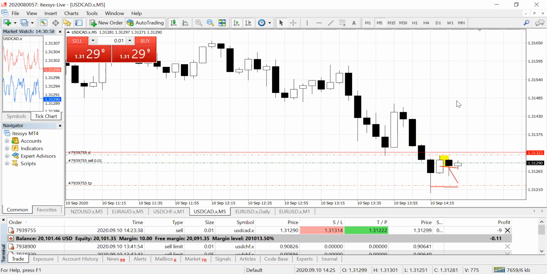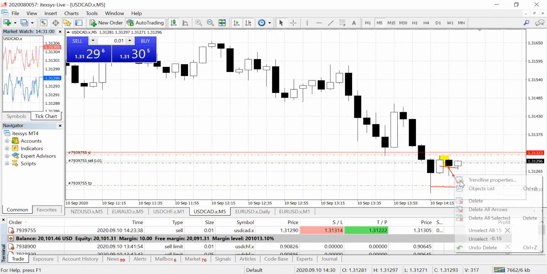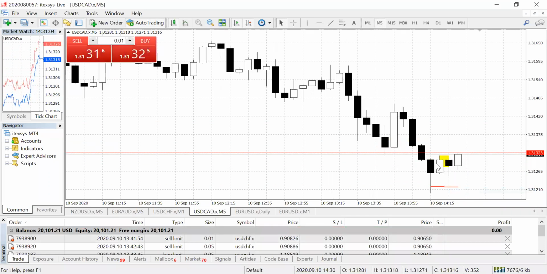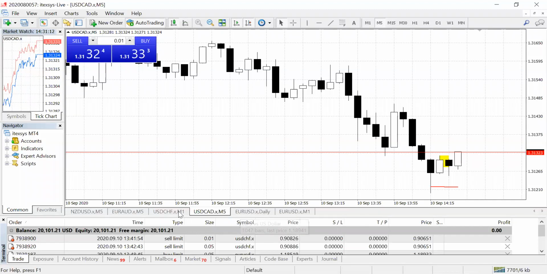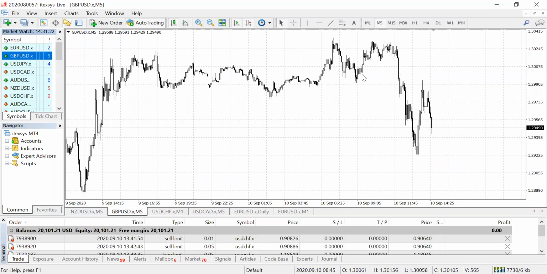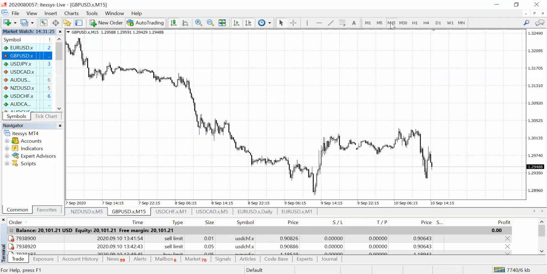Let's see, 1 minute chart. Let me clean the chart a little bit. Okay, we're out, correct? We're out. Pound USD. Let's see what's going on. Pound USD, 15-minute chart.